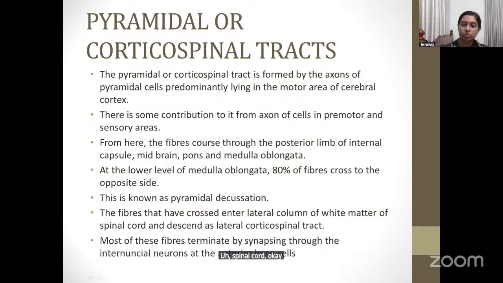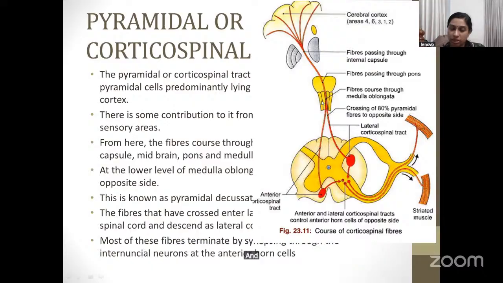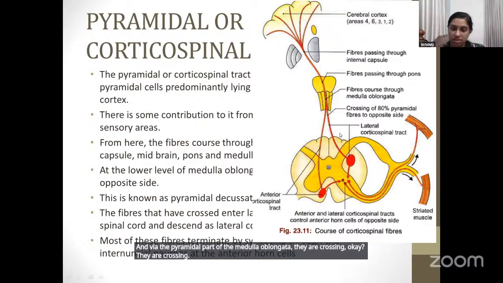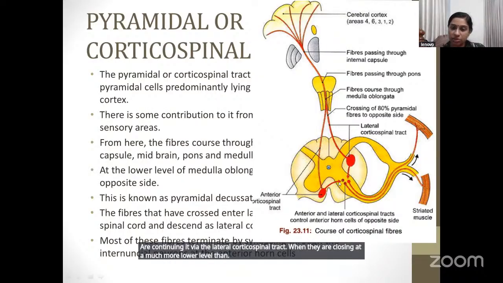Okay. And most of these fibers terminate by synapsing through the internuncial neurons on the anterior horn cells. So, from the cerebral cortex, these fibers are coming down, passing through the internal capsule and through the pons, and via the pyramidal part of the medulla oblongata, they are crossing. These crossed fibers are continuing via the lateral corticospinal tract.